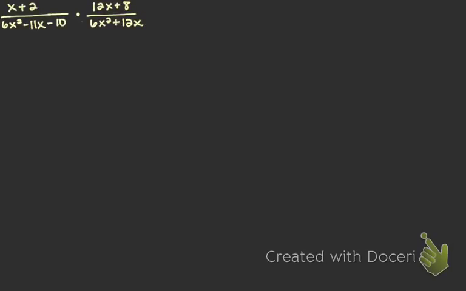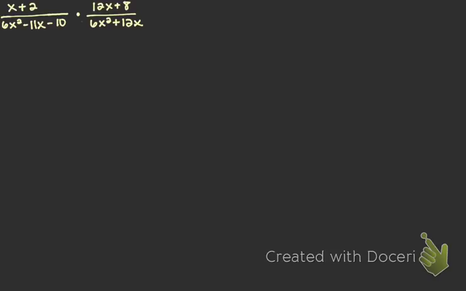Hi guys, today we're going to be talking about how to multiply rational expressions. The rational expression we're going to look at is the quantity x plus 2 divided by the quantity 6x squared minus 11x minus 10, multiplied by the quantity 12x plus 8 over the quantity 6x squared plus 12x.